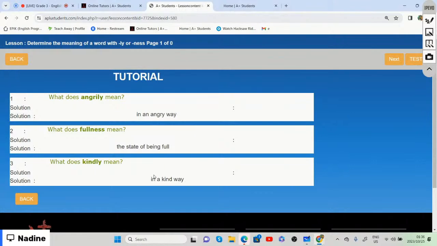So we said that -ly and -ness, which is N-E-S-S. Ness means being full of something or the state of being full. And then we have the -li or -ly, which is in a certain way. So it's in a certain way. Even if we look at the word quickly, right? Quickly.